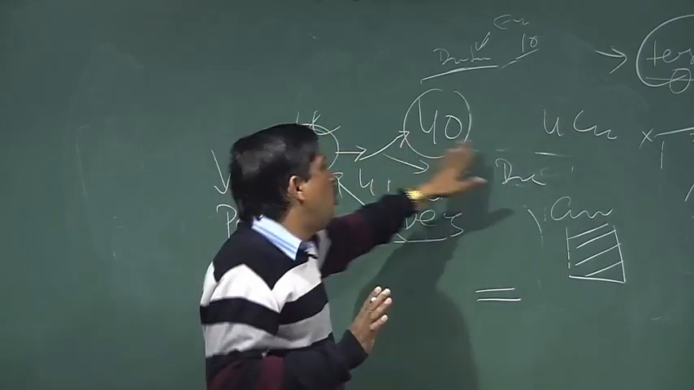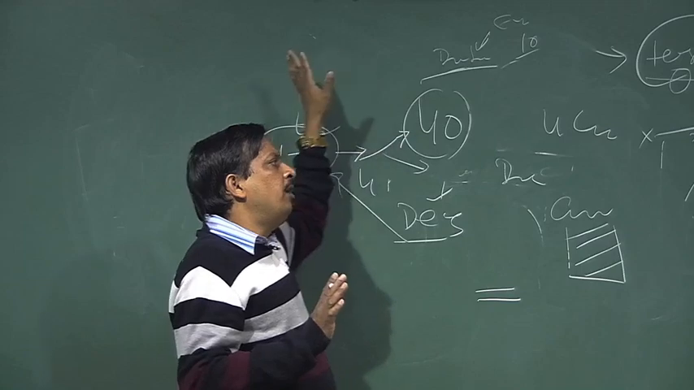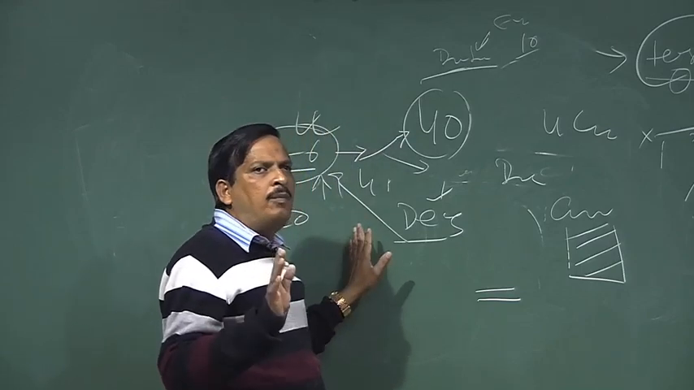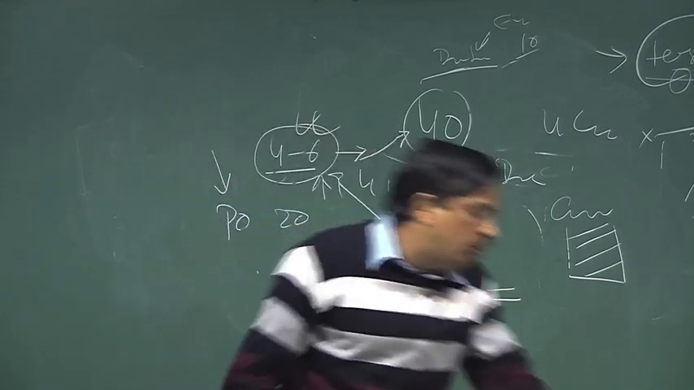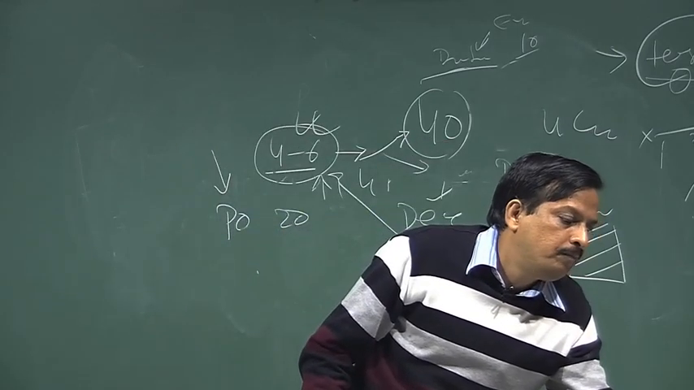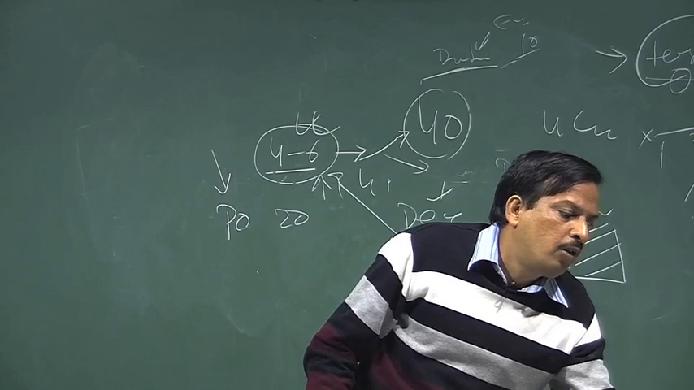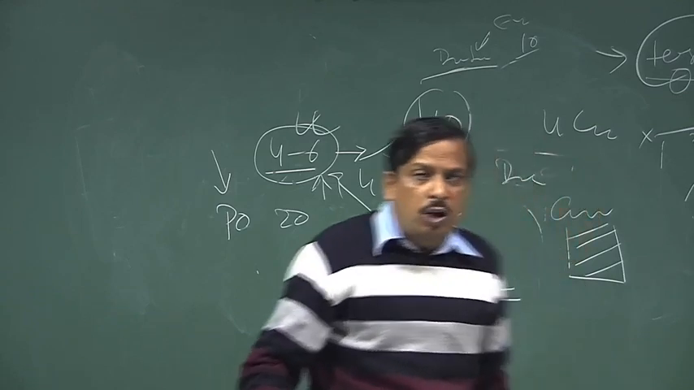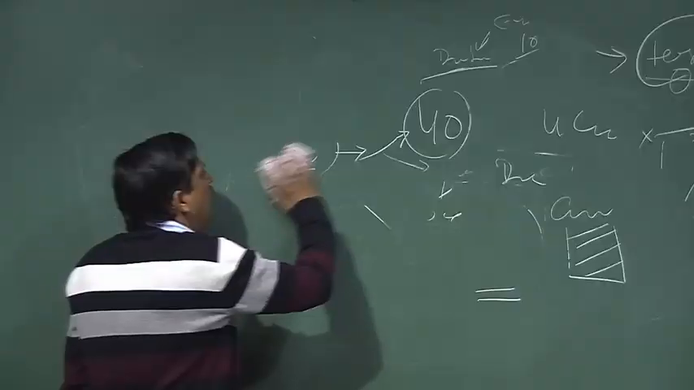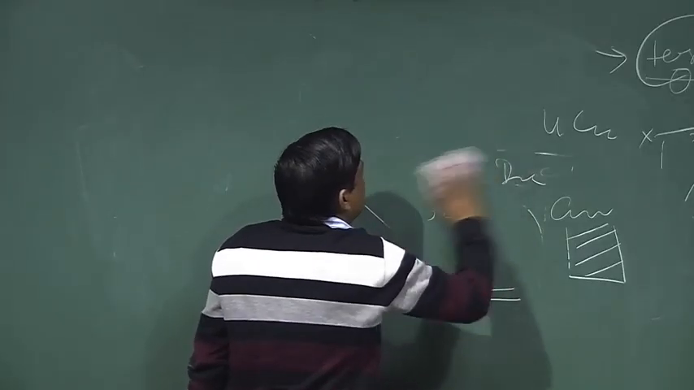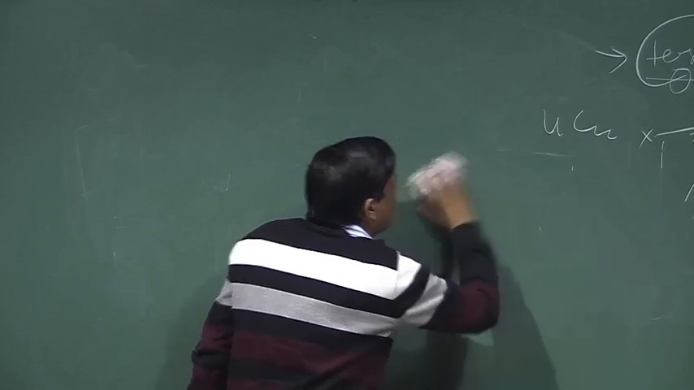It may be a course objective, a module objective, or a unit objective. When I write a course outcome or course objective, it should be specific, measurable, achievable, and unambiguous. What do you mean by unambiguous?